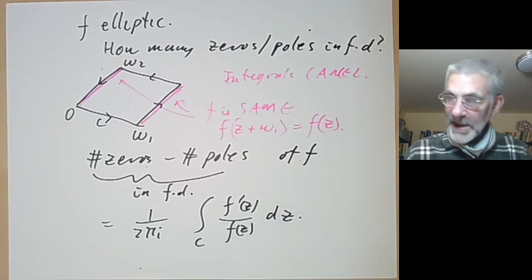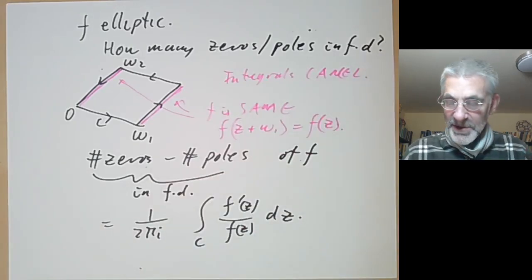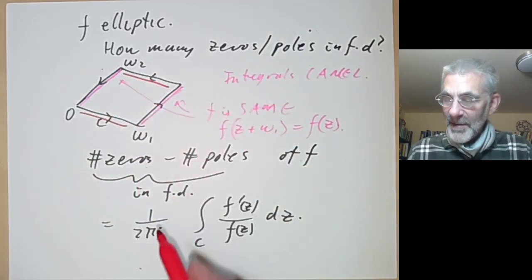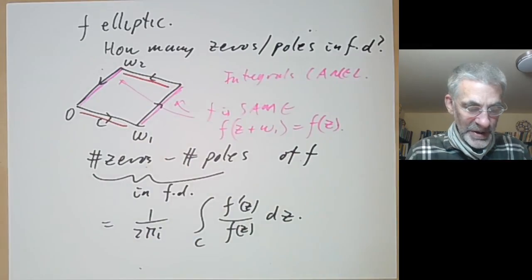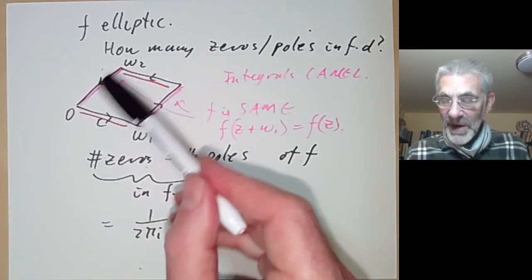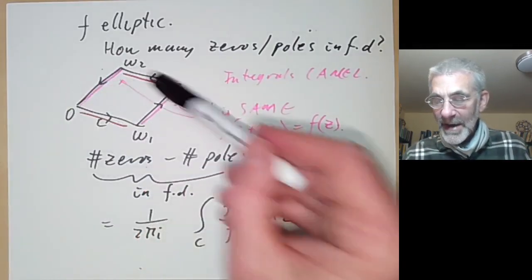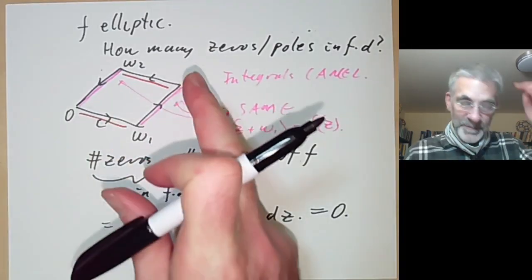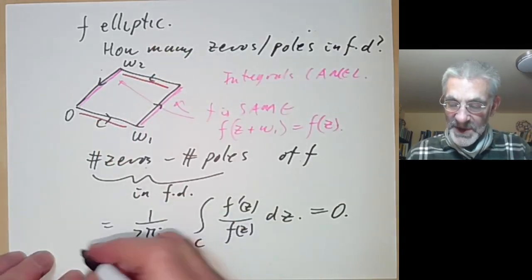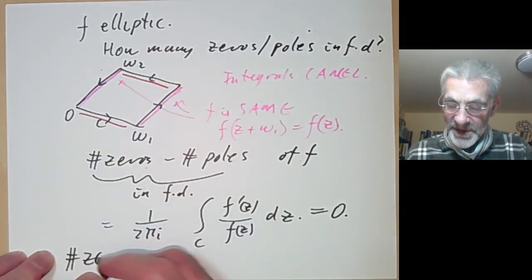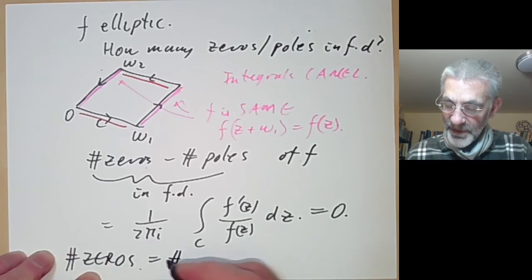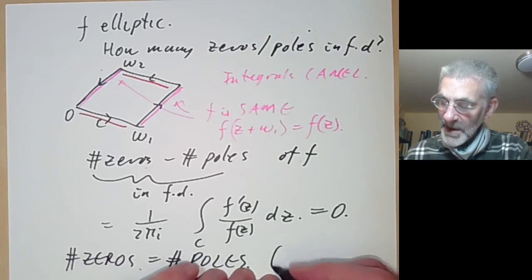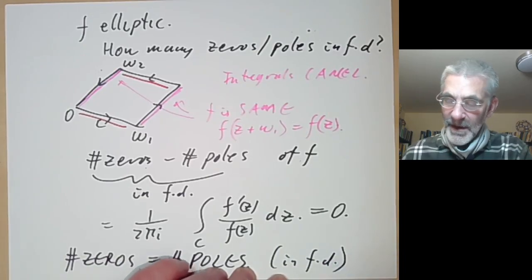And it shouldn't take you too much effort to realise the integrals here and here also cancel because this time f has period omega 2. So the fact that f is doubly periodic implies that all the integrals just cancel out and this is just equal to 0. So we have this basic fact about elliptic functions. The number of zeros is equal to the number of poles. And of course we count the number of zeros and the number of poles in a fundamental domain.